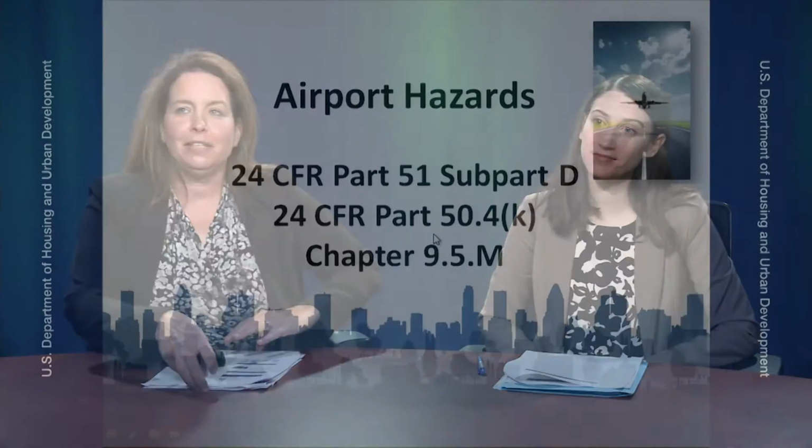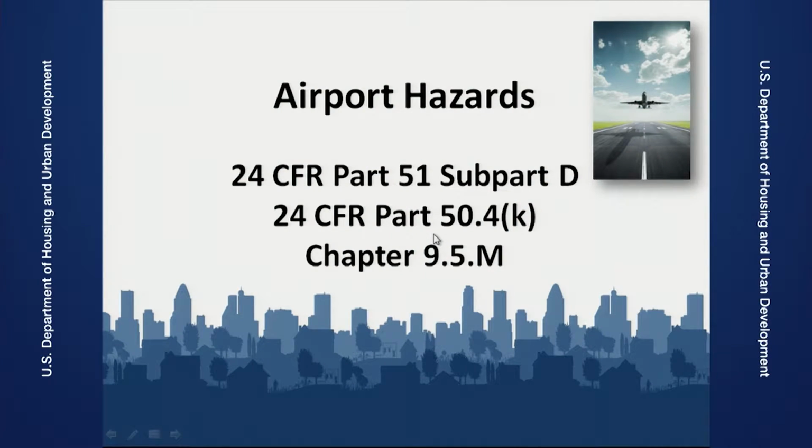Okay, the next one is a little bit more in depth. It is the airport hazards we're going to be talking about. HUD has environmental standards at 24 CFR Part 51 Subpart D that specifically states about locating projects near airports. And that's what we're going to be discussing now. We're required to comply with this regulation at 24 CFR Part 50.4(k), and this is also discussed in the MAP guide at Chapter 9.5(M).